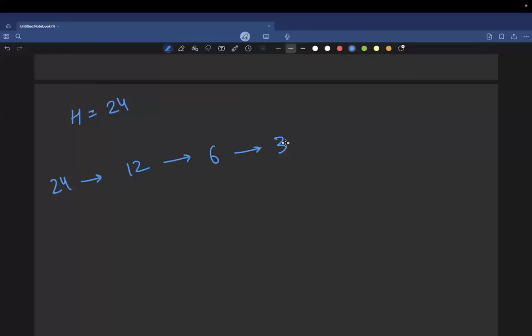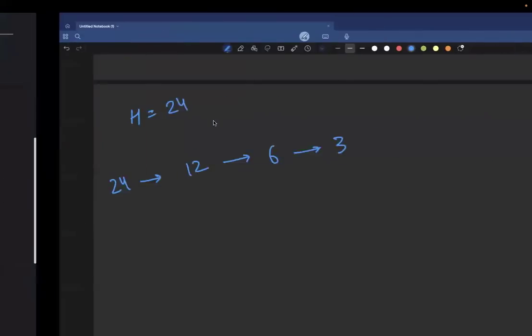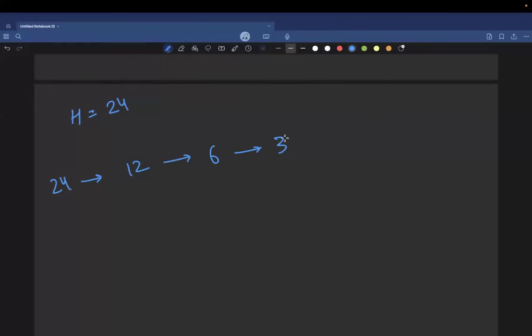Then for 3, its smallest prime number is 3 itself. So it will become equal to 1. For 3, it is a prime number. In this case, you had two divisors, 1 and 3. So the second largest divisor is 1. And as soon as you reach 1, you can't play any more games. So for initial health 24, you would have been able to defeat 1, 2, 3, 4 monsters. Right.